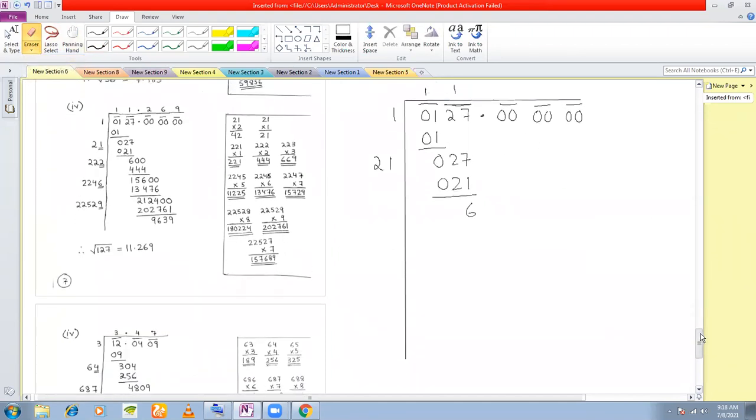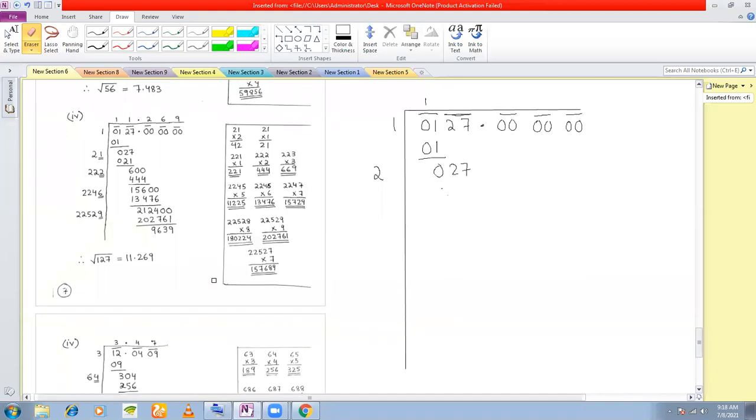Sir, how did we get 2? We should actually write 1. Where? 1 into 1, sir. We should write 1 only in place of 2. We are inserting a digit here. You're talking about the second step, right? This step you are talking about. Yes, sir, I am talking about this step.